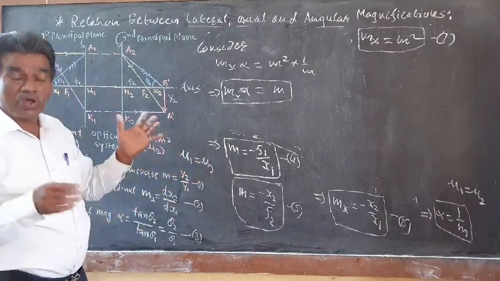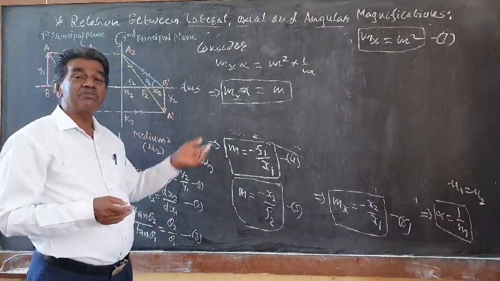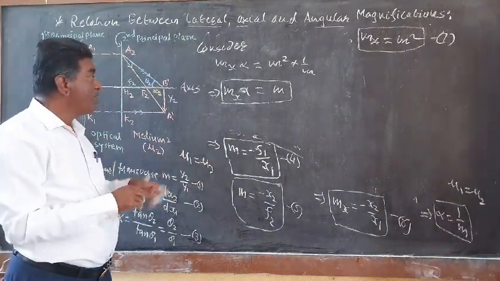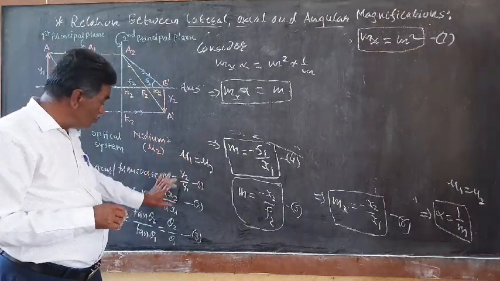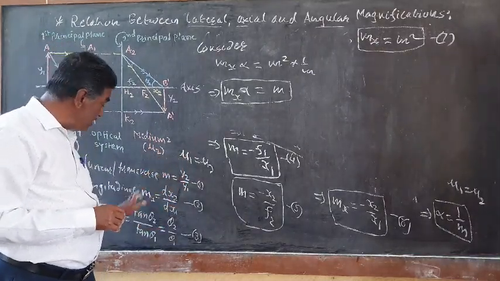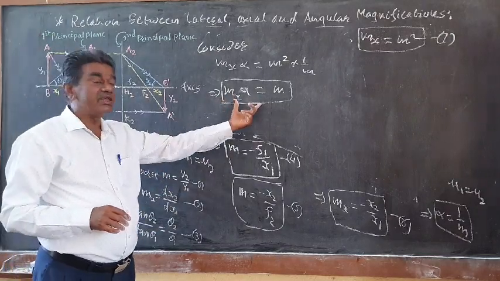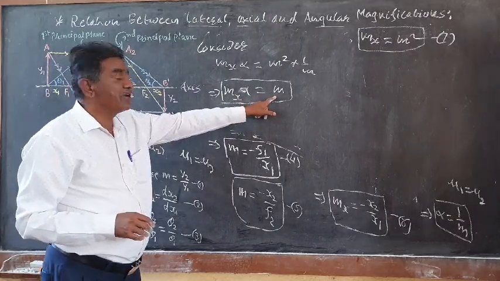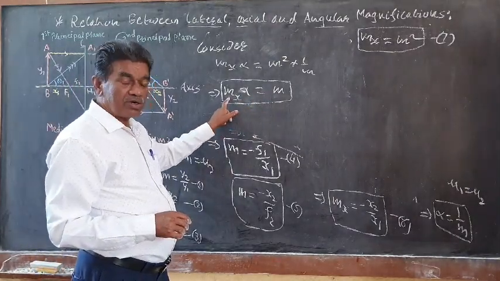We have obtained the formulas for those magnifications, and in the next chapter we also relate all these magnifications, and finally we come to the point that the three magnifications are related by this equation: the lateral magnification is always equal to the product of the axial and the angular magnifications.